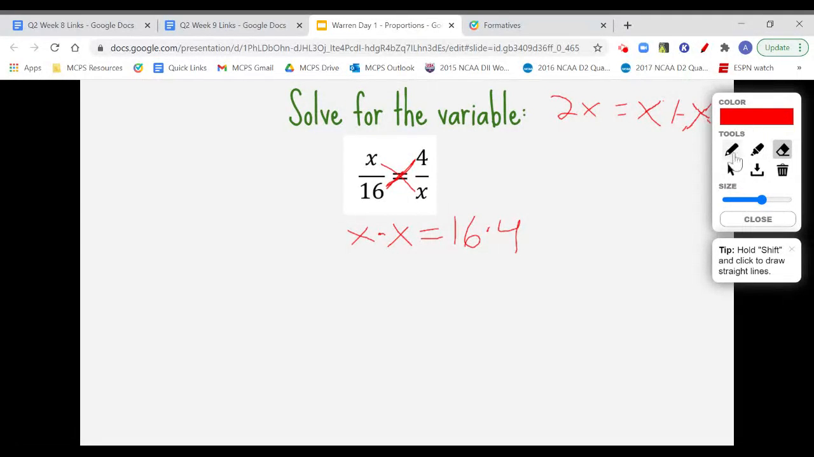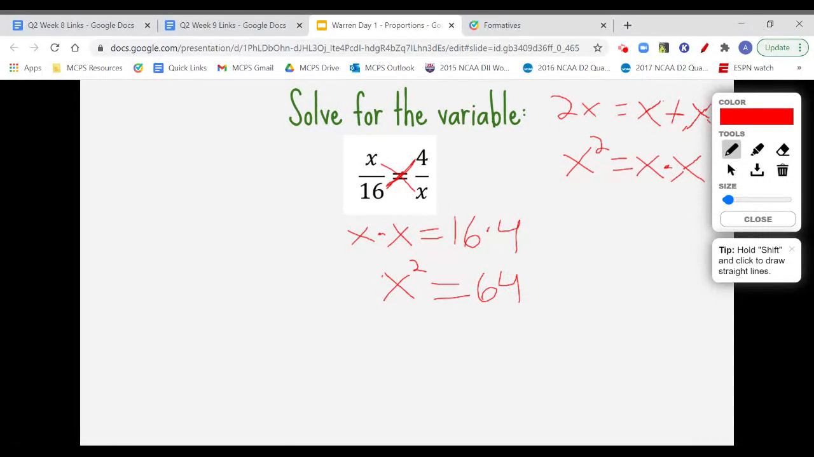2x is x plus x. X squared is x times x. So if I have something times itself, that's represented with an exponent. We talked about that a lot right before winter break. So x times x, that is x squared. That's how we would represent it. So I'm going to write this as x squared is equal to 64.